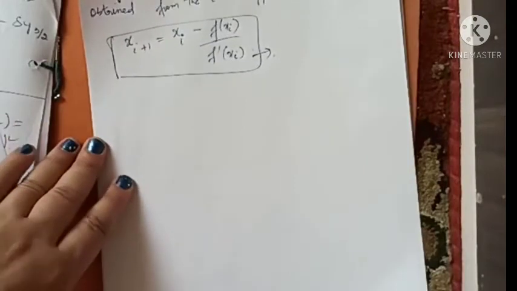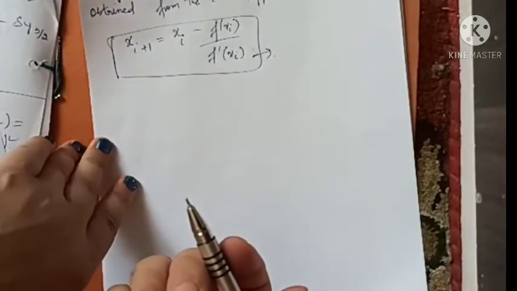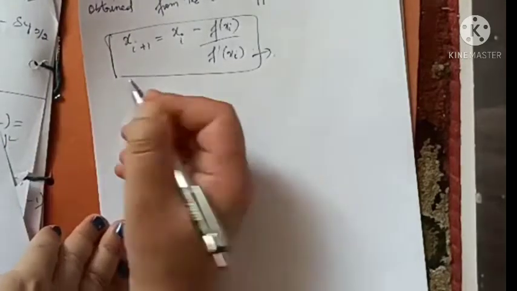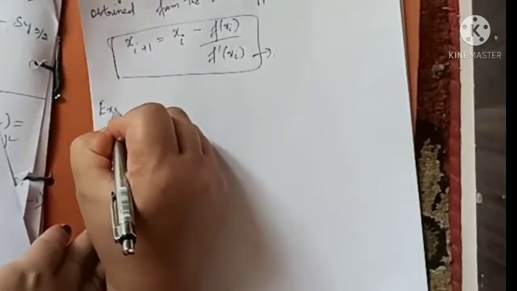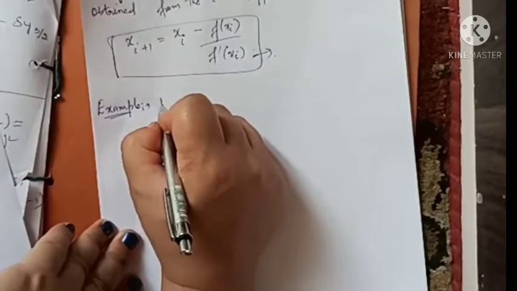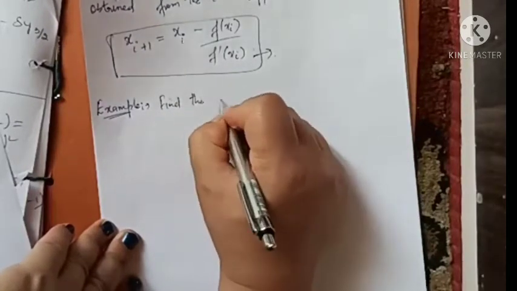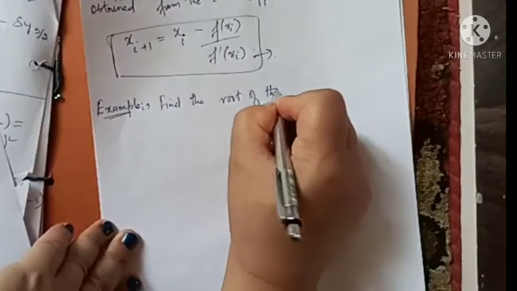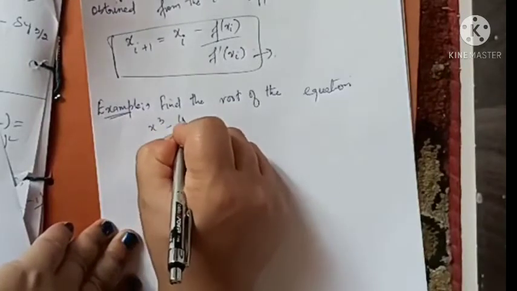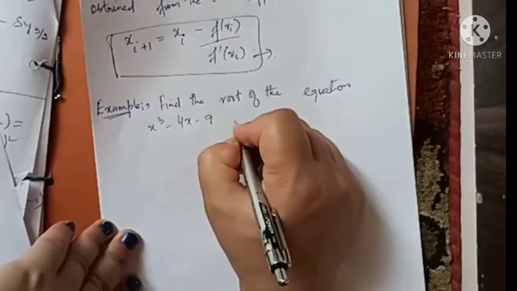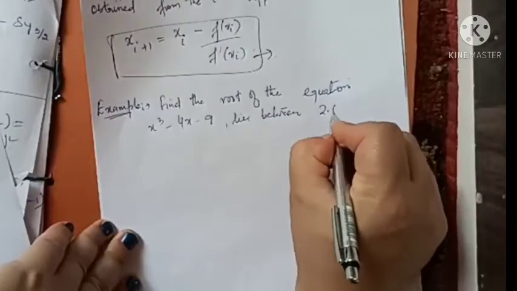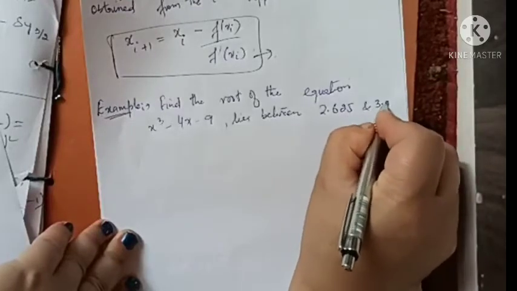Let us take an example and see how the Newton-Raphson method converges faster than the false position method as well as the secant method. Example: find the root of the equation x cube minus 4x minus 9 which lies between 2.625 and 3.0.